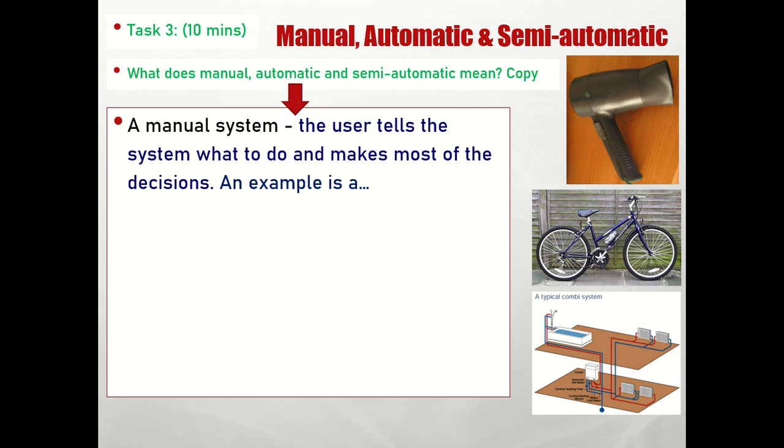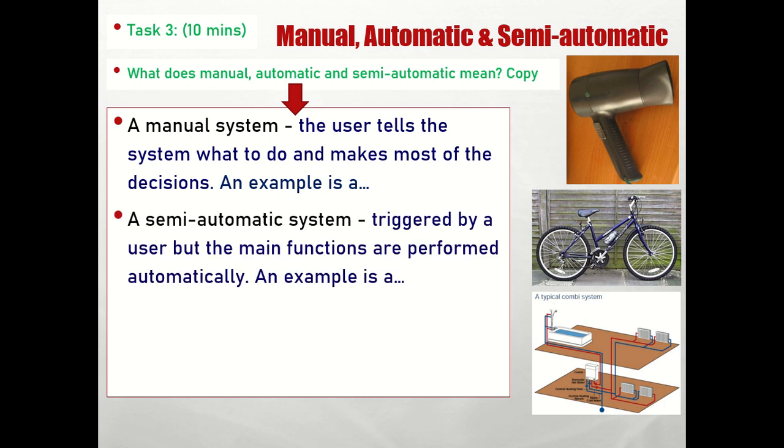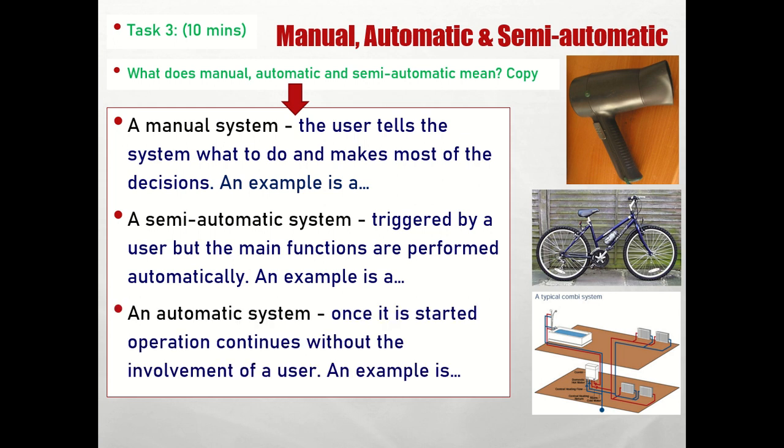A manual system, write this down. The user tells the system what to do and makes most of the decisions. An example is. Semi-automatic is triggered by a user, but the main functions are performed automatically. An example is. An automatic system: once it is started, operation continues without involvement of the user. An example is. Okay, just want you to think. You can pause now, copy them down, and then think which of those examples is which type of system.